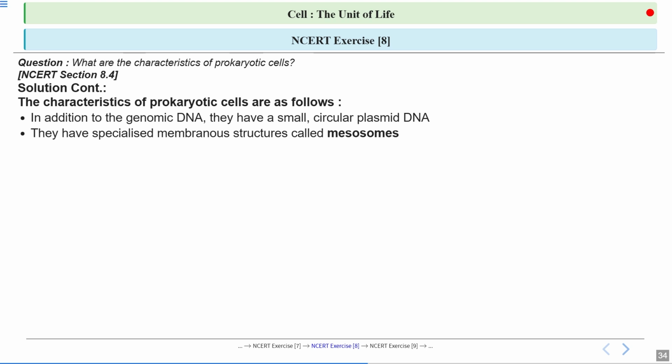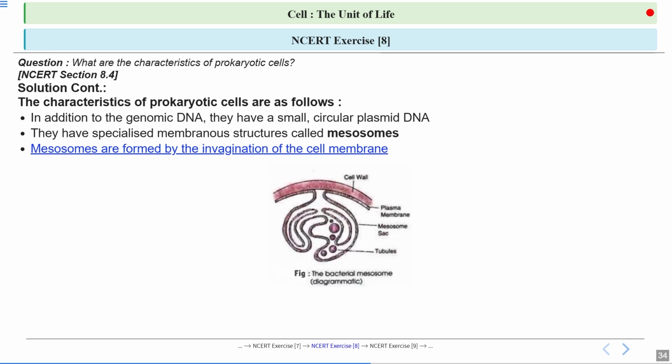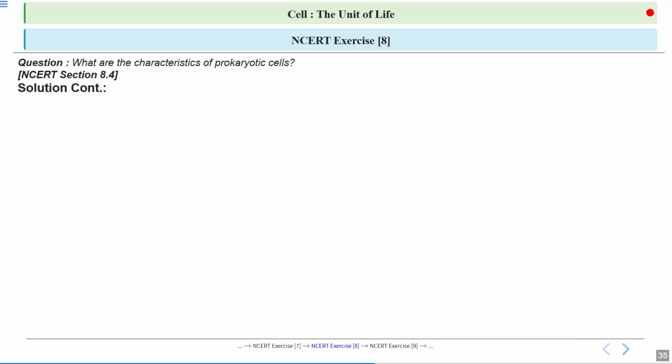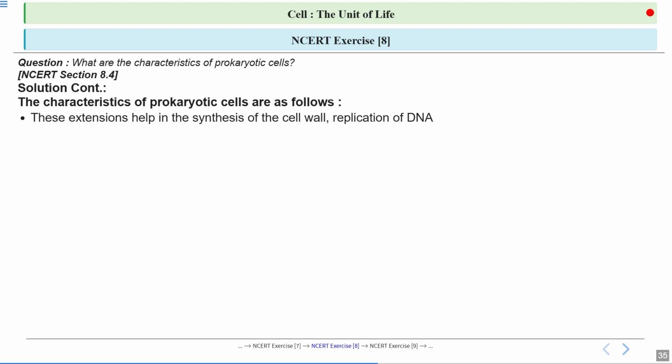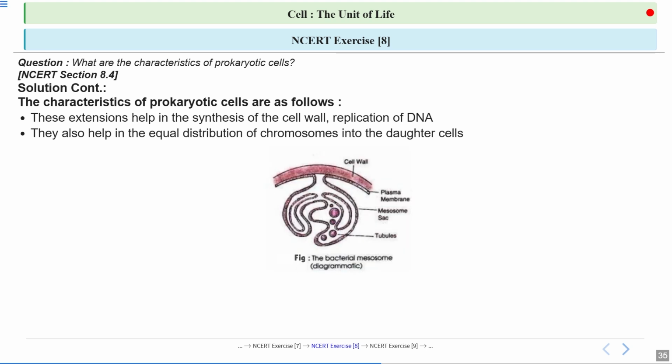Now they have a specialized membrane structure known as mesosomes, which are very important for bacterial respiration. These mesosomes are formed by the invagination of the plasma membrane. This is the image showing you bacterial mesosomes. These mesosomes help in the synthesis of the cell wall, replication of DNA, and equal distribution of chromosomes into daughter cells, as we have seen.